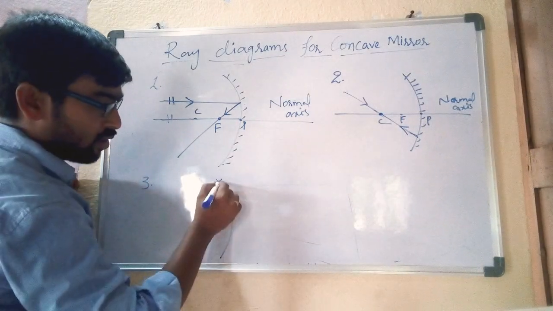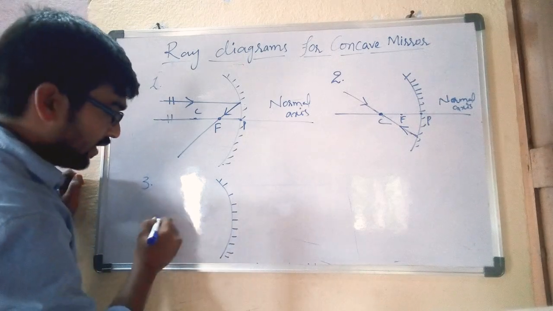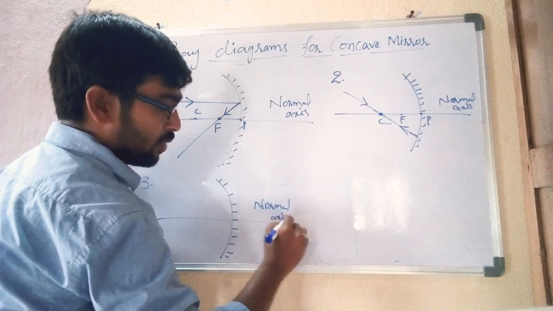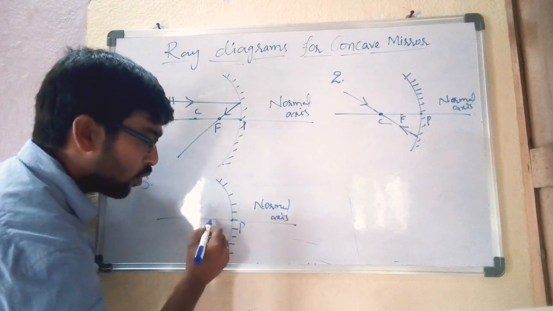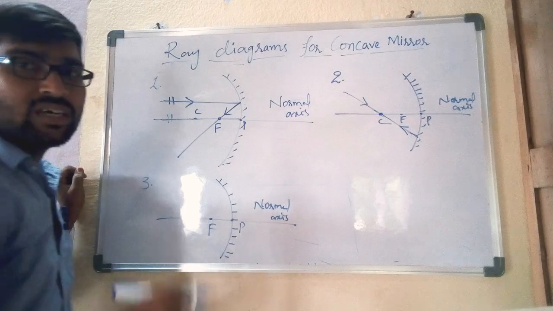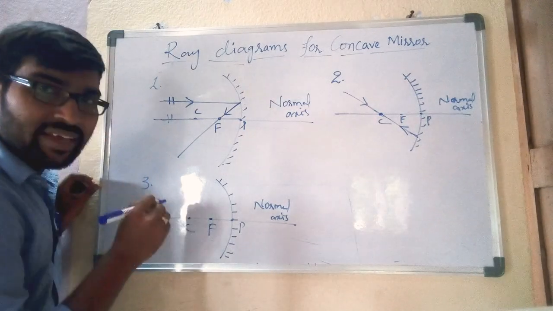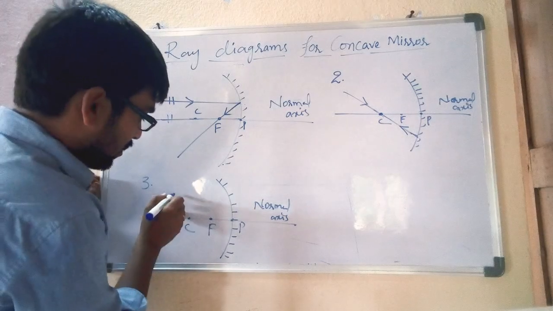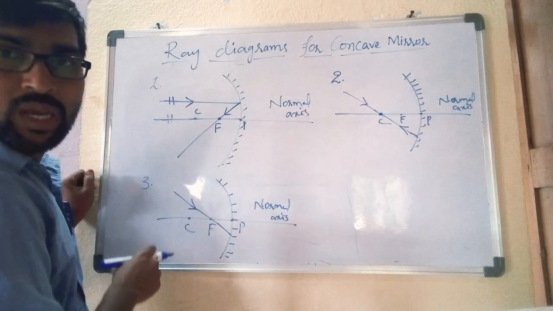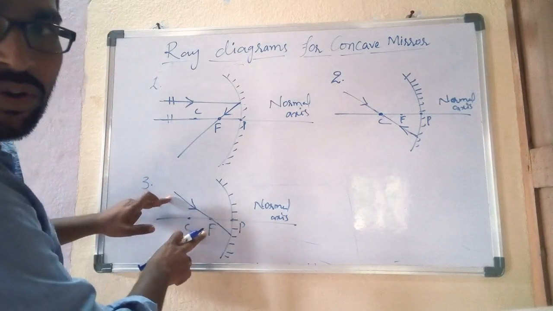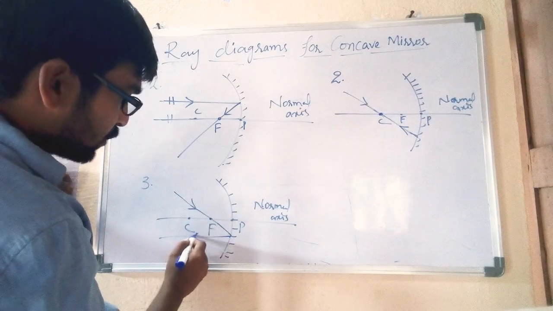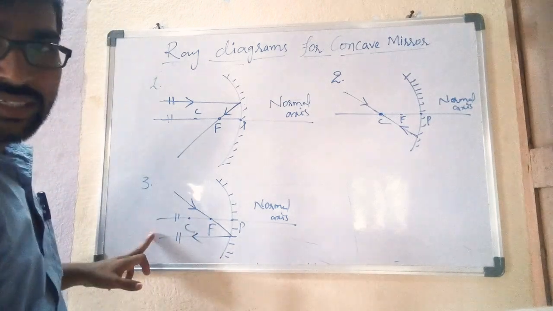Take a concave mirror and it is the normal axis, and it is the pole, it is the focal point, and here is the center of curvature. What is the third rule? When the incident ray is passed through the focal point, here is the incident ray. The incident ray is passed through the focal point. This is the focal point. And the reflected ray is parallel to the normal axis.